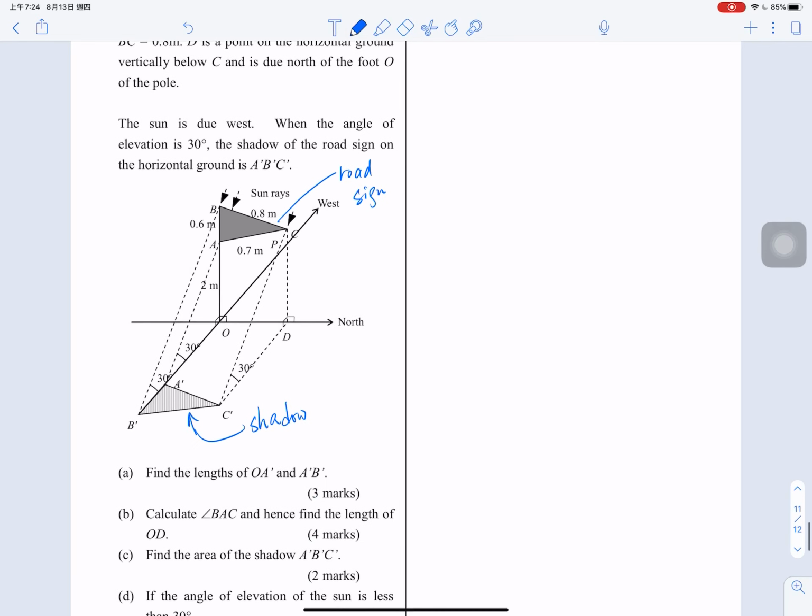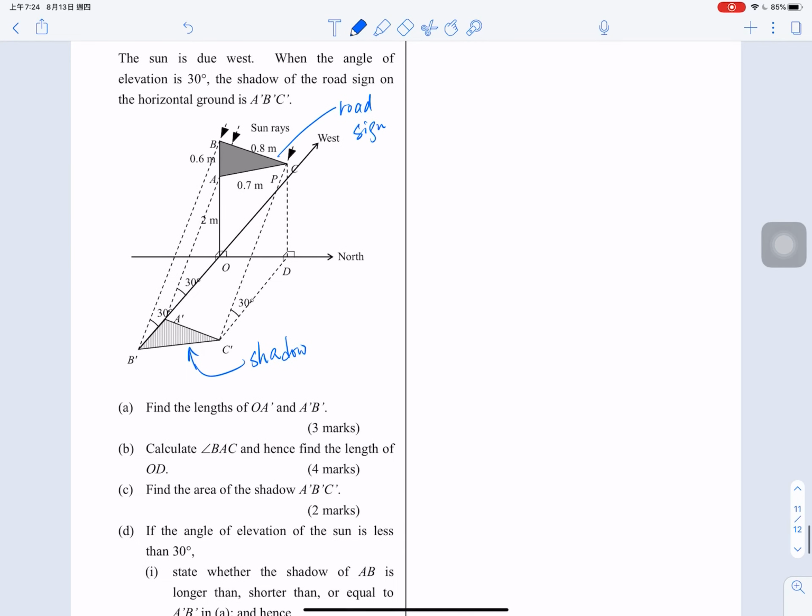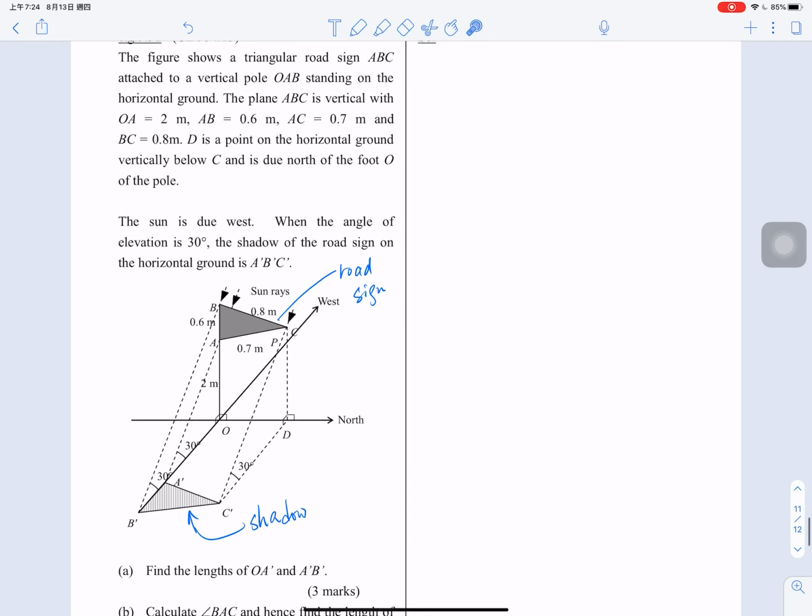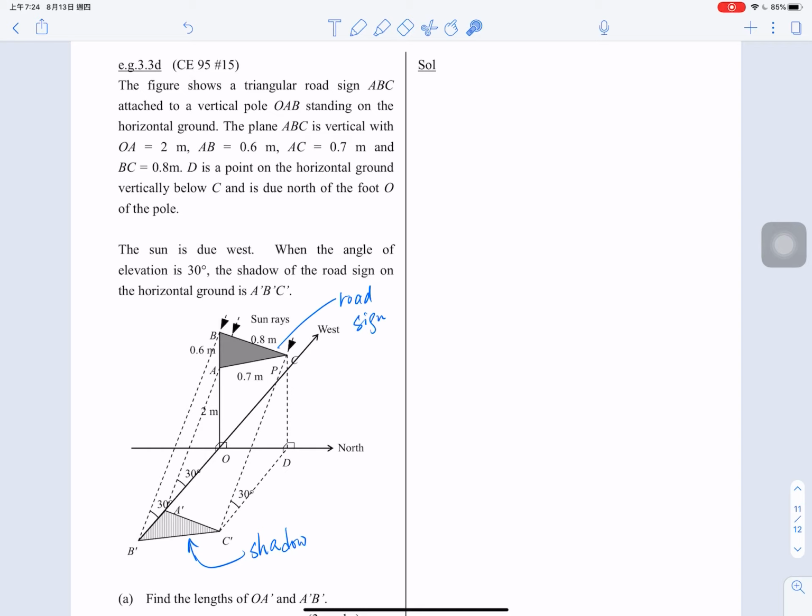Okay, let's have a look. So the question, part A, find the length of OA', that means this length, and A'B', that means this length. Okay, so let's see part A.